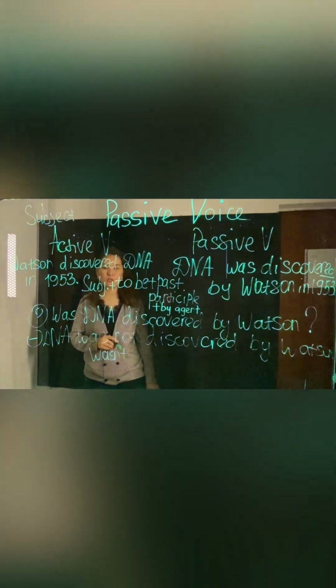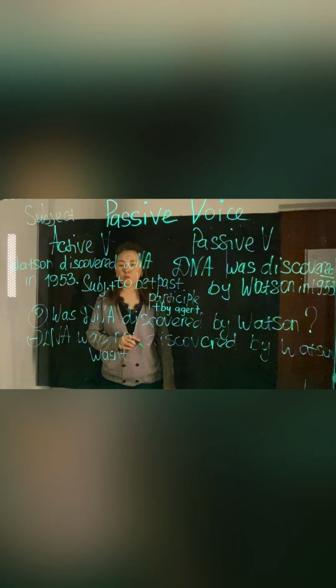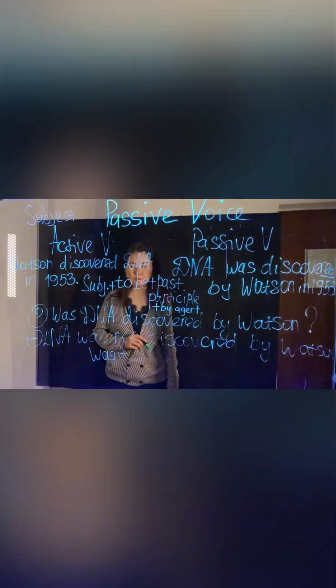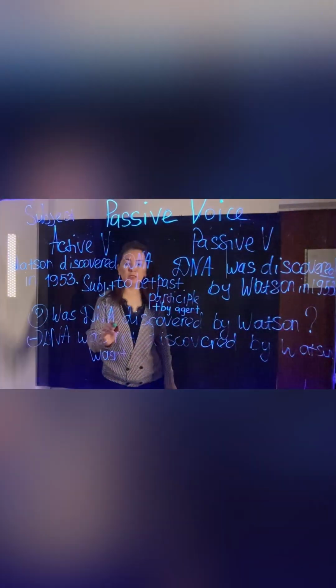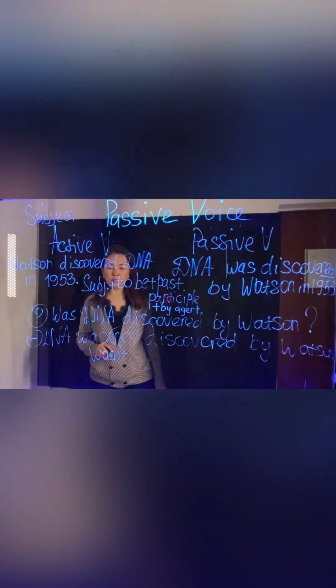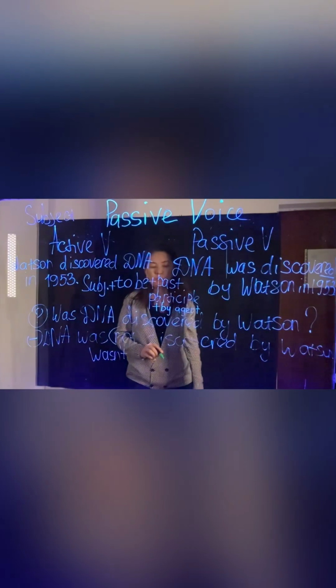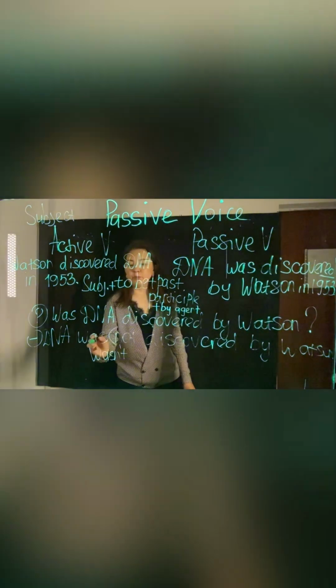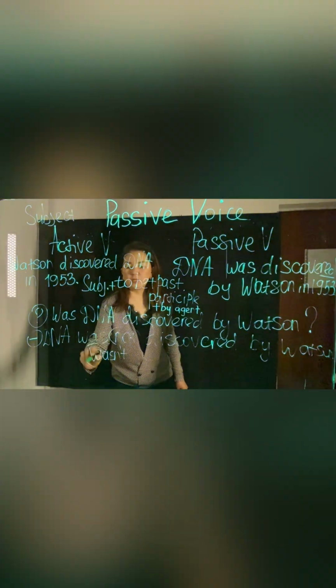And now let's talk about negative sentence and how to form a negative sentence in passive voice. So, in a negative sentence, we put the particle not after the auxiliary verb. So: DNA was not discovered by Watson. And also we can use contractions like wasn't.